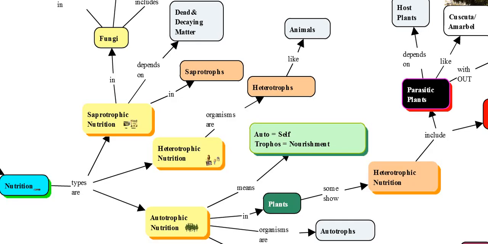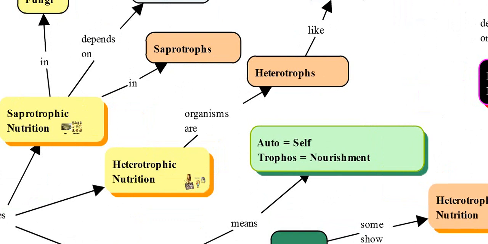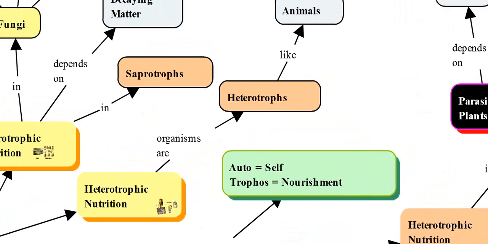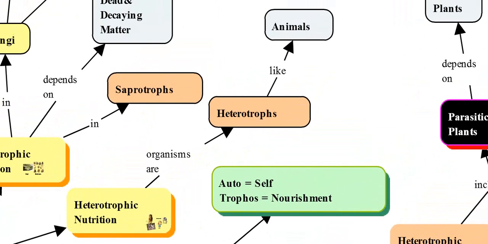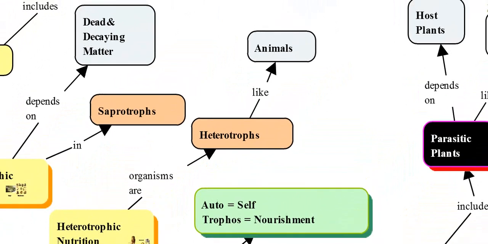The other mode of nutrition is heterotrophic nutrition. Organisms which use heterotrophic nutrition are called heterotrophs. Like animals, they can't make their own food, so they depend on other organisms.